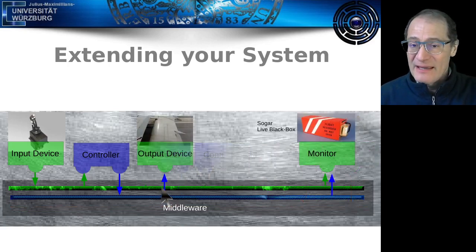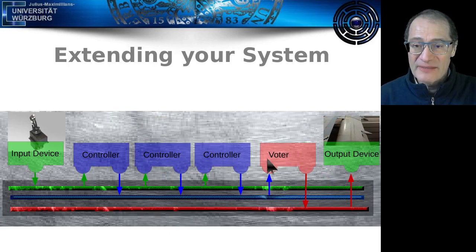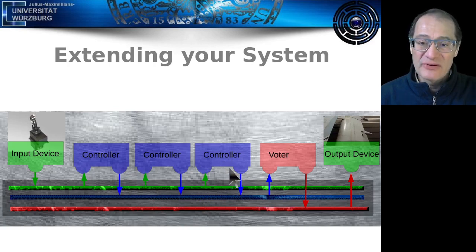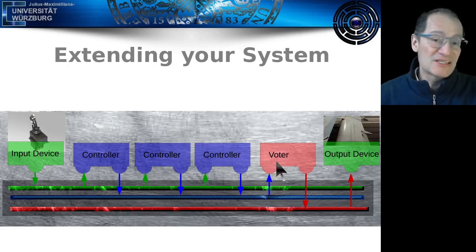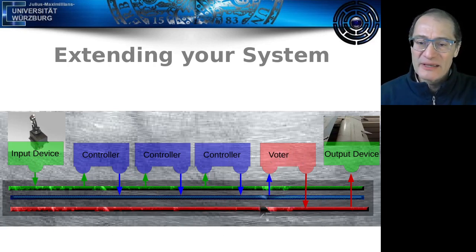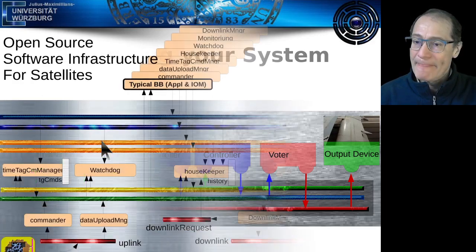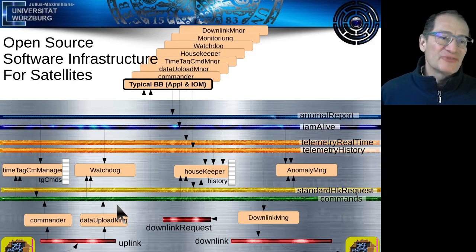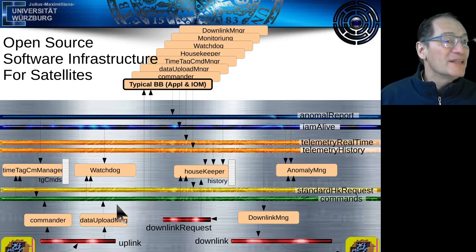Okay. In the case before, you remember, the output device was hearing to this topic. Now, instead of the output device, the voter is hearing to this topic. It gets all this data, all this opinion from all controllers, and maybe if we want, it could get the input from the input device too. It takes some decision and it publishes in this new topic. And this new topic will be then attached to the output device. And so we change the configuration in the middleware, and we don't need to change a single line in the building blocks.